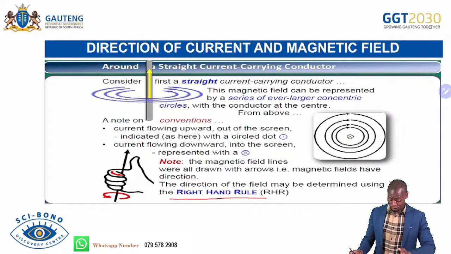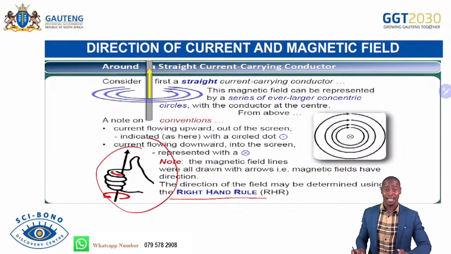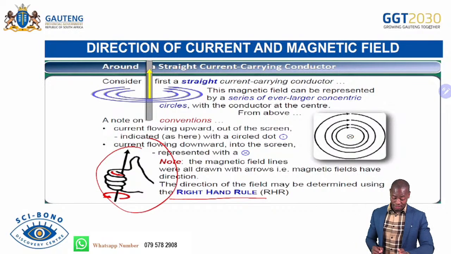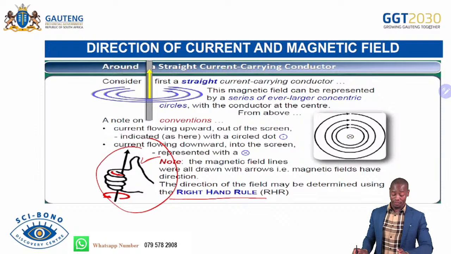Right, so your right-hand rule, check on this diagram. So this is the thumb. The thumb is always in the direction of the current, and then the curled fingers will give you the direction of the magnetic field. So if you're using your right hand and you want to find the direction of the induced magnetic field around a current-carrying conductor, then we have to use the right-hand rule, all right?